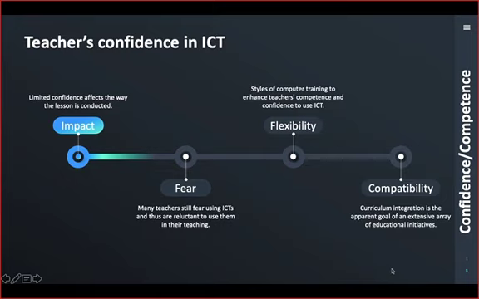In connection to this, we talk about flexibility, and here we talk about the styles of computer training which help to enhance the teacher's competence and confidence to use this new ICT concept, so that teachers would flex while teaching, switch between objectives, and better manage their lessons and times despite any circumstances which come over in classes. The last one is compatibility.